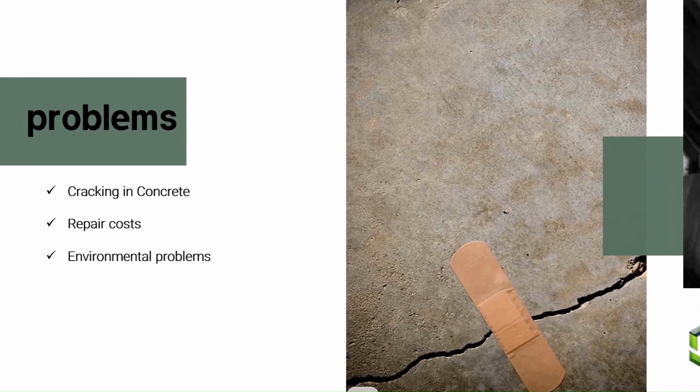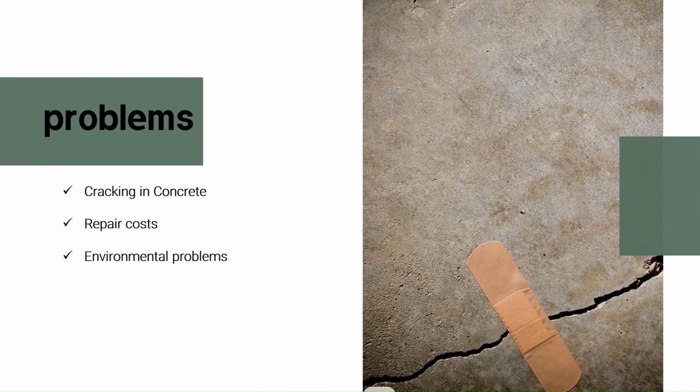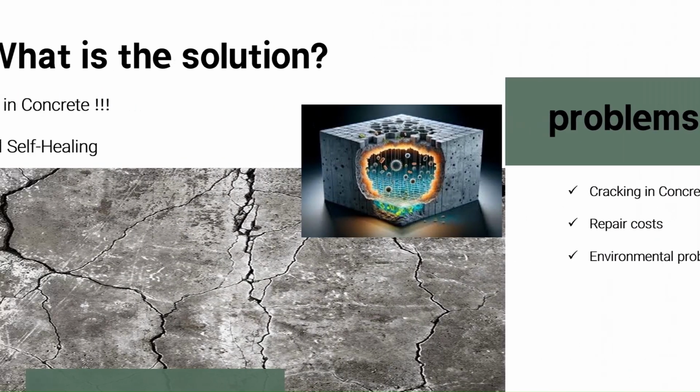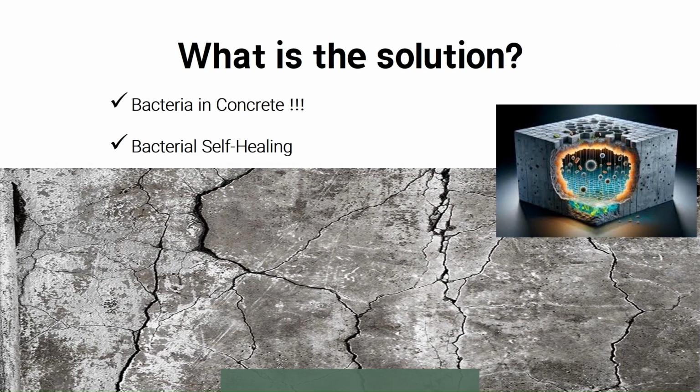Cracking in concrete, common in cement-based materials, leads to high repair costs. And of course, these cracks can cause many environmental problems. Bacteria in concrete: Bacillus genus bacteria survive in alkaline environments and produce calcium carbonate. Bacterial self-healing uses carbonatizing bacteria to reduce cracks and improve durability.